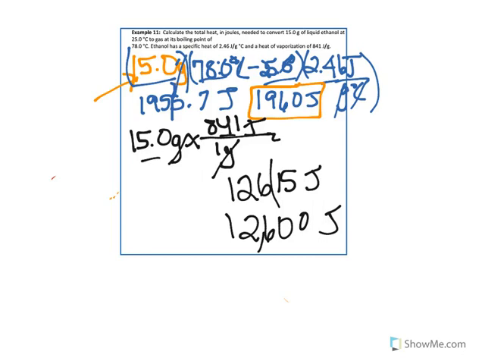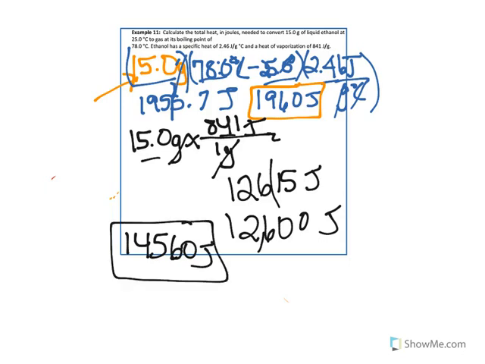Now for our final answer, we need to add the 2 pieces together. The top piece, which was the energy necessary to warm the substance up, and the bottom piece, which was the energy necessary to change its state. So 1960 plus 12600 for a total of 14560 joules. You might notice that it takes a lot more energy to change the state than it does to warm up the substance. Again, changing state takes more energy than simply warming up a substance.